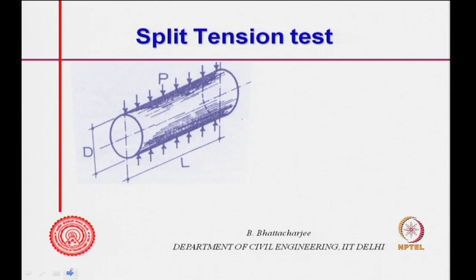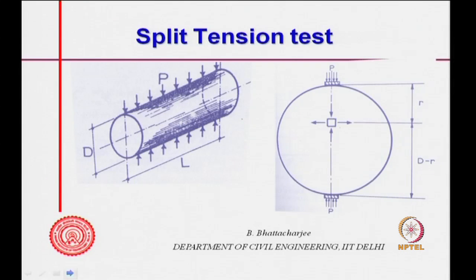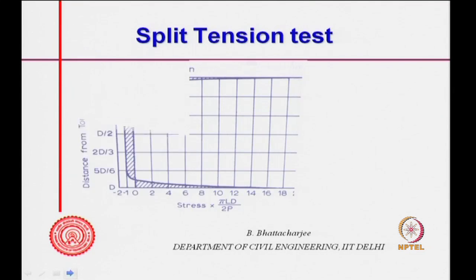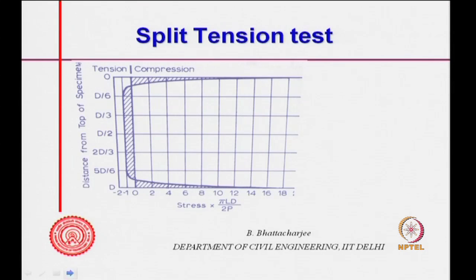This is how we do the split tension test. You apply load on a cylinder, along a line, over a small area P, and if you take the stress at any point, that stress can be drawn from theory of elasticity. These stresses and concepts are available, and the stress diagram would look like this, where this is compression and this is tension.